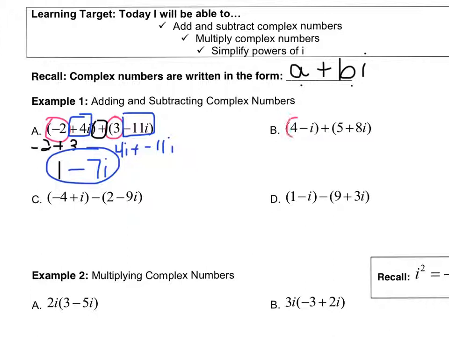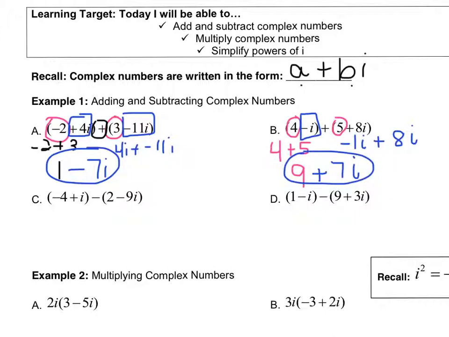In 4b, 4 is the real part. We're going to add on 5. So 4 plus 5 is 9. Now for the imaginary parts, -1i plus 8i. When we do that, we get +7i. The real parts first, the imaginary part second, so we're done.